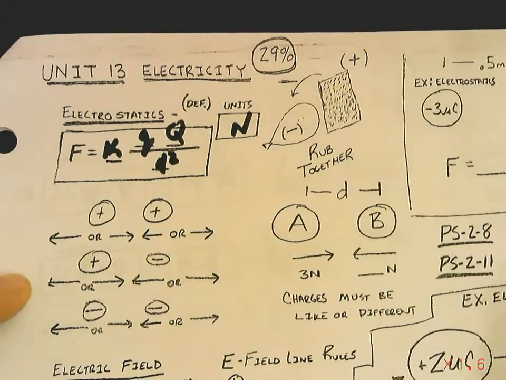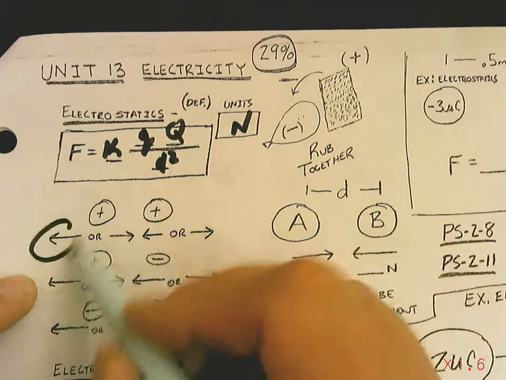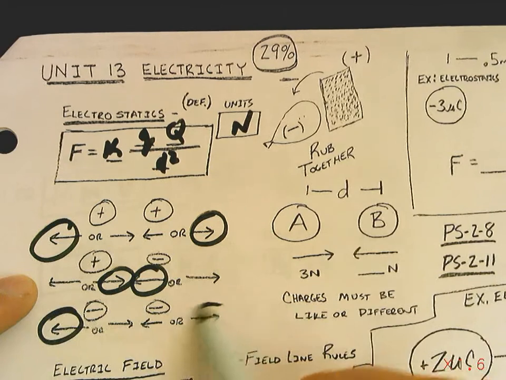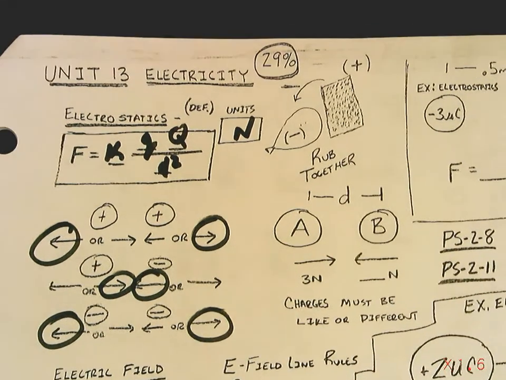Go through some of the different things that can happen. Positive and positive, they will repel. Positive, negative would attract. Negative, negative, repel. Rub two objects together, one becomes positive, one becomes negative. This is what we call electrostatics.